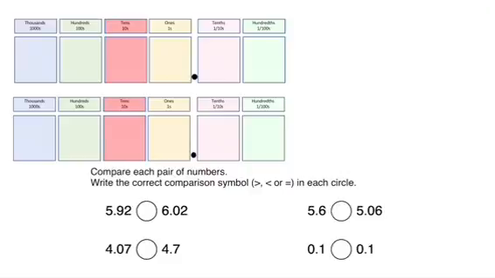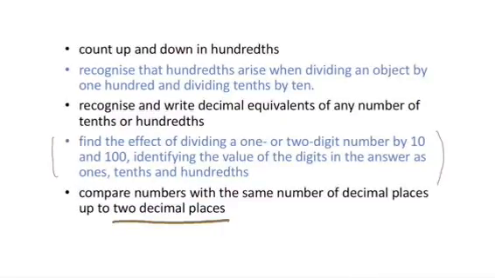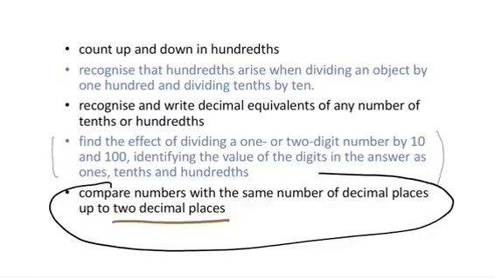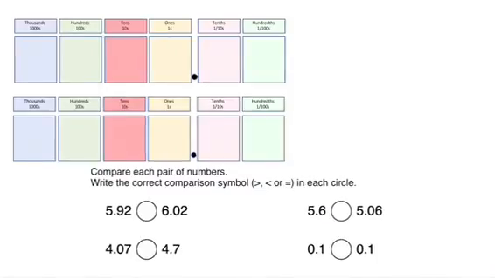This is comparing digits. Now, when we look at the national curriculum, that last point we had to do was to compare numbers with the same number of decimal places up to 2 decimal places. Compare in a maths world means greater than, less than, or equal to. It's only going to be 2 decimal places, and they've got to have the same number of decimal places. So I'm not going to be nasty and give you something, well, actually I have. I've done it there and there.